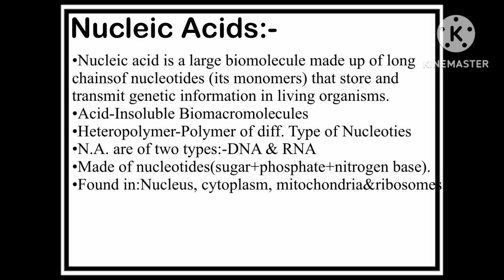Why the cytoplasm, mitochondria and ribosomes? Because they are the semi-autonomous organelles of the cell. Now, nucleic acids are also heteropolymers, which means they are the polymer of different types of nucleotides. Now the question is, what are nucleotides?